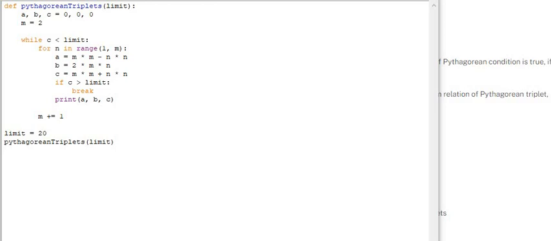If c is greater than the limit, then break, and print a, b, c. And the limit is 20, and we have a function call, Pythagorean triplets within brackets limit. So take a paper and work it out, how the loop works and what the values of a, b, c are.